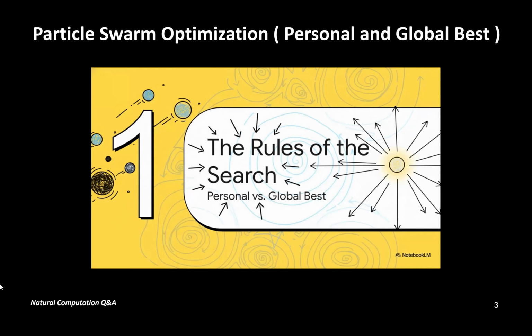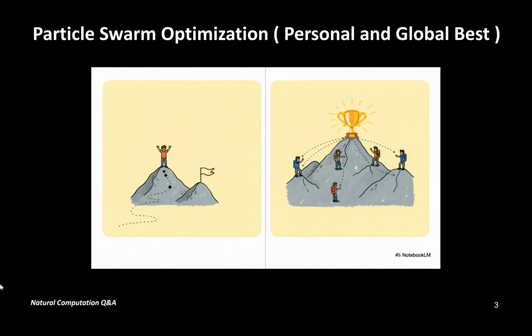Well, they pull it off by following just 2 super simple but really powerful rules. And these rules are all about balancing what they figure out on their own with what the team discovers together. So the key here is understanding the 2 different kinds of knowledge they're working with. On one side, you have each explorer keeping track of their own personal journey, but on the other, the entire team is instantly aware of the single best discovery made by anyone in the group. Let's dig into that a little more.